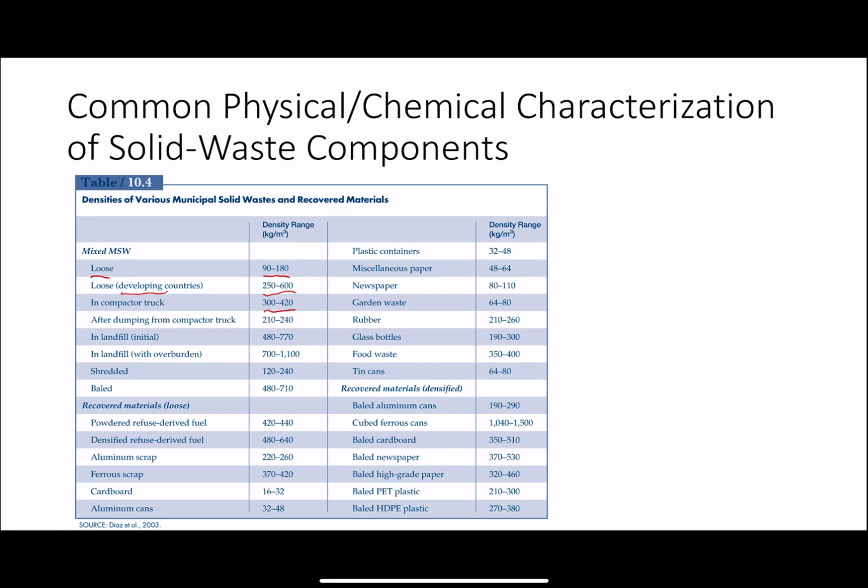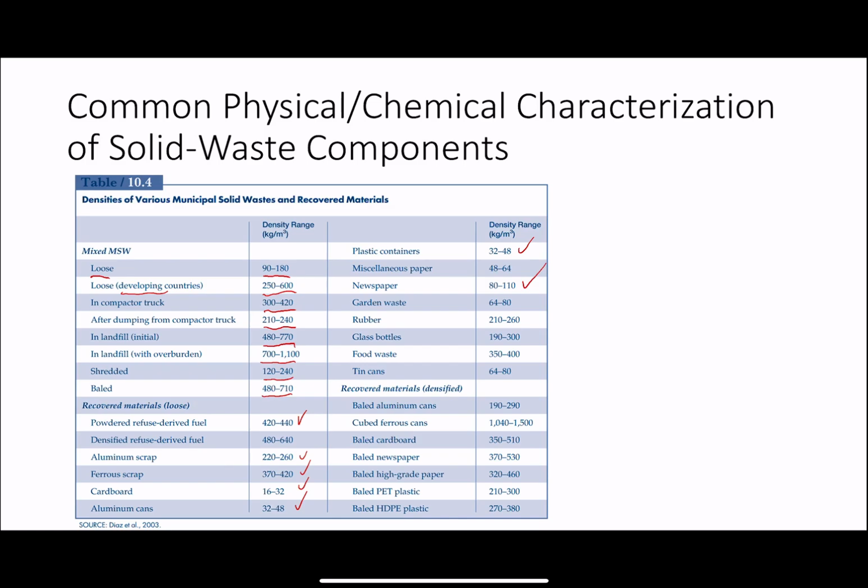After dumping from compactor trucks, 180 to 240. In a landfill, it goes from 480 to 770. That's initial. And then with overburden, it goes from 700 to 1,100. Shredded, 120 to 240, and baled, 80 to 710. Recovered material, if it was loose, you can see the density range: aluminum scrap, ferrous scrap, cardboard, aluminum cans, plastic containers, and newspapers.